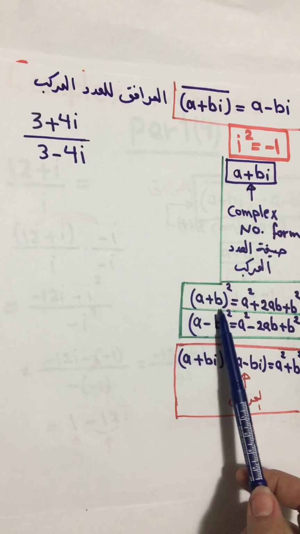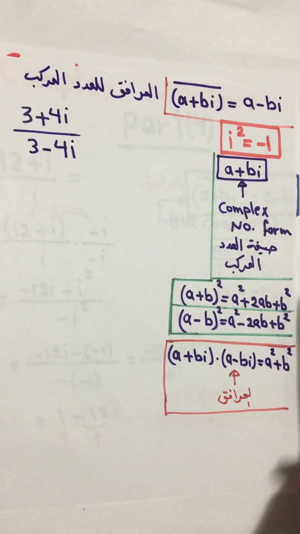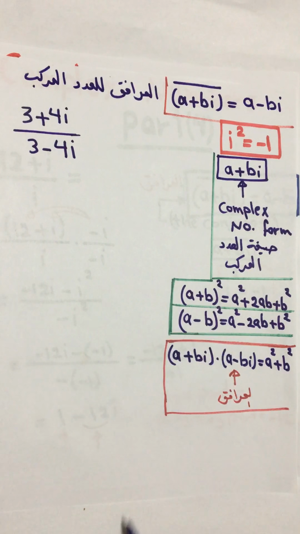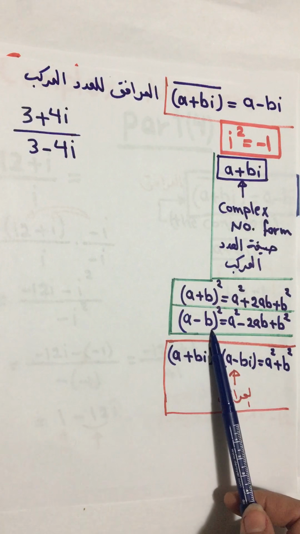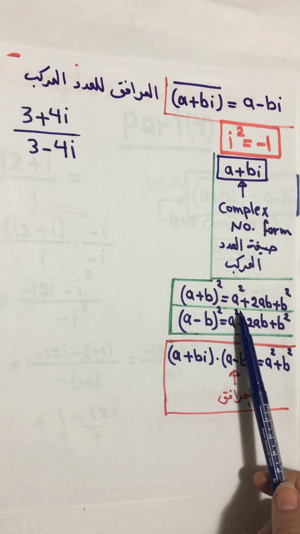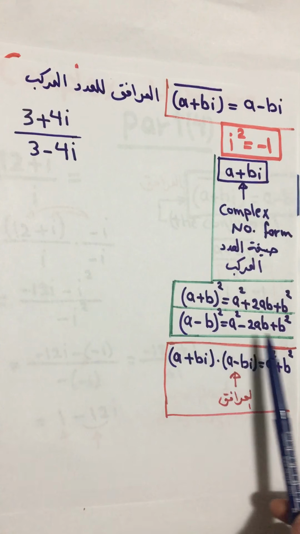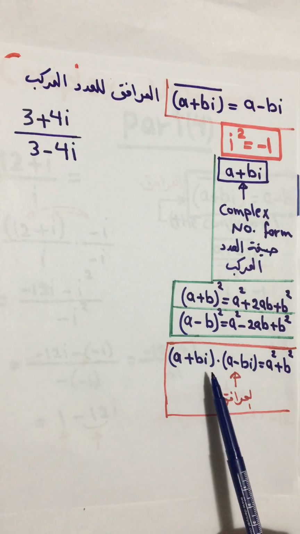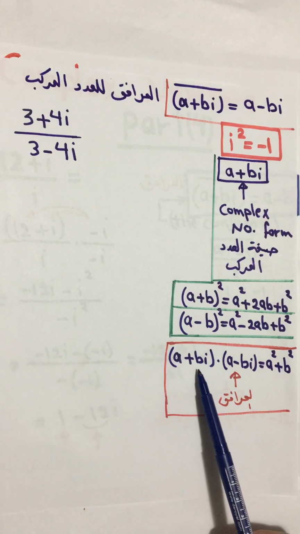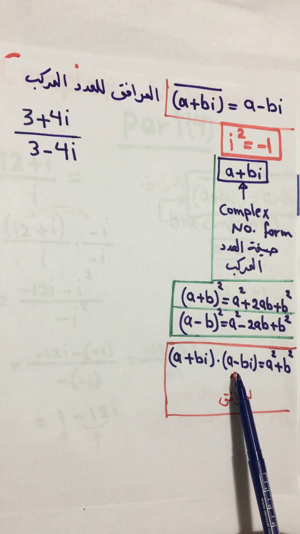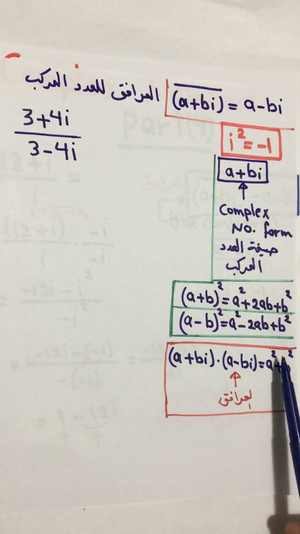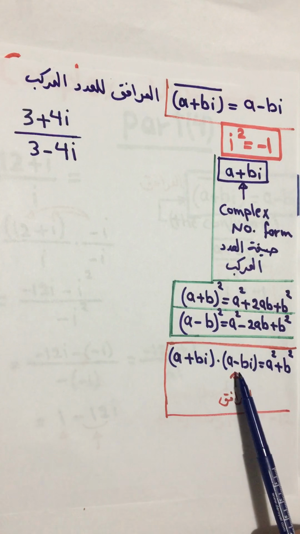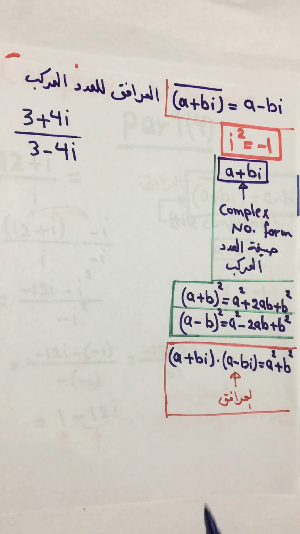And I'm going to need (a plus b) squared equals a squared plus 2ab plus b squared, and (a minus b) squared equals a squared minus 2 times a times b plus the second term b squared. And when I multiply any complex number by its conjugate, I'm going to have a squared plus b squared.